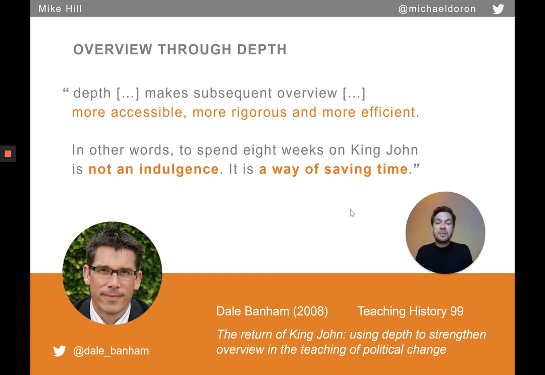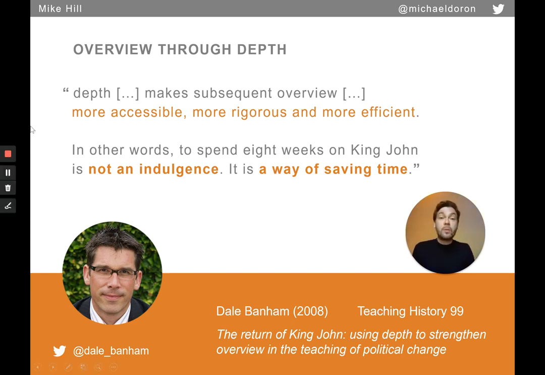And Banham says that depth, in this sense, makes subsequent overview more accessible, more rigorous, and more efficient. In other words, to spend 8 weeks on King John, or in our example now, 1 lesson on Rosa Luxemburg, is not an indulgence. It is a way of saving time. And it saves time because it establishes foundational understandings that make it easier for pupils to assimilate other content later on.